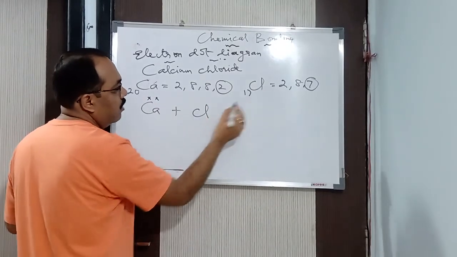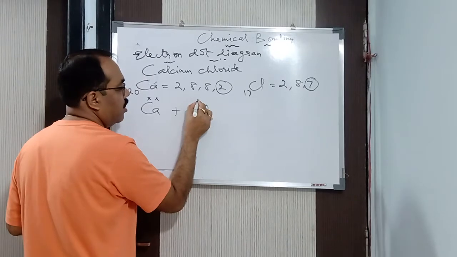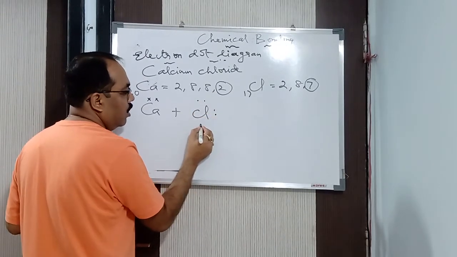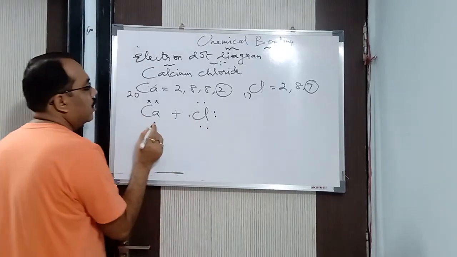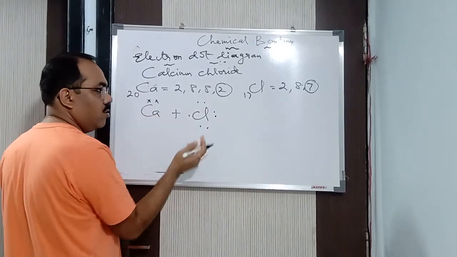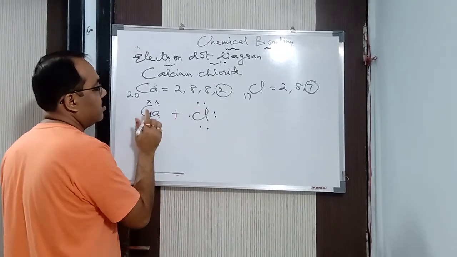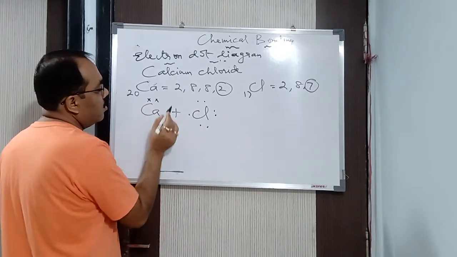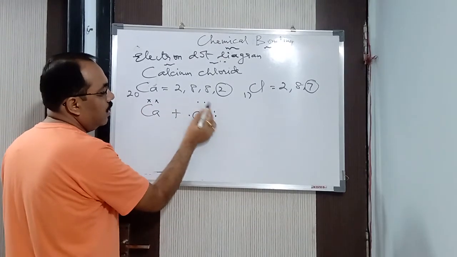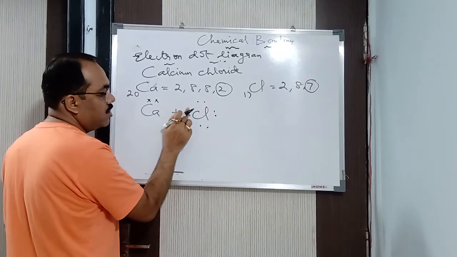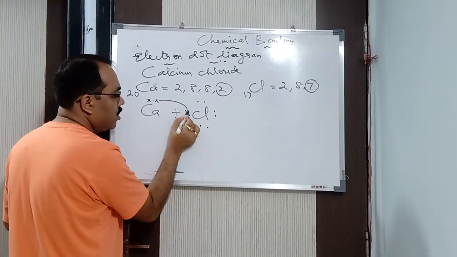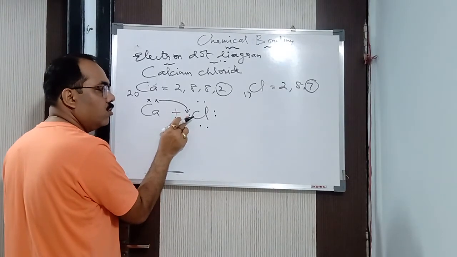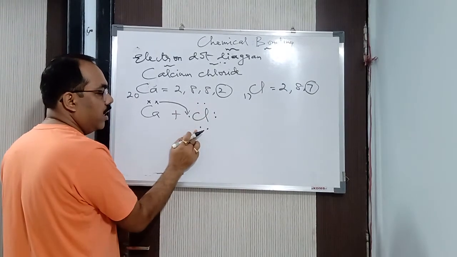Now chlorine in the outermost shell has how many? 7. We are always interested in the outermost shell only, not the innermost shell, because only in the outermost shell does the sharing, loss or gain of electrons take place. So one chlorine atom has a deficiency of how many electrons? 1, since it has 7. So it requires 1 more electron. So I gave one electron to chlorine. Now it has an octet of 8.